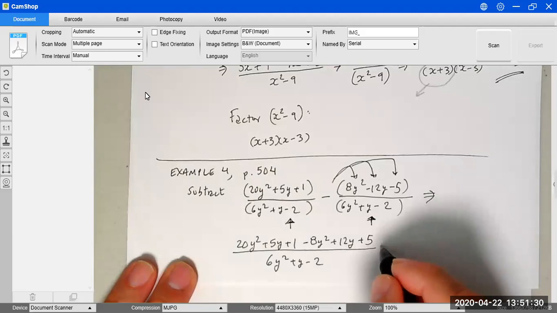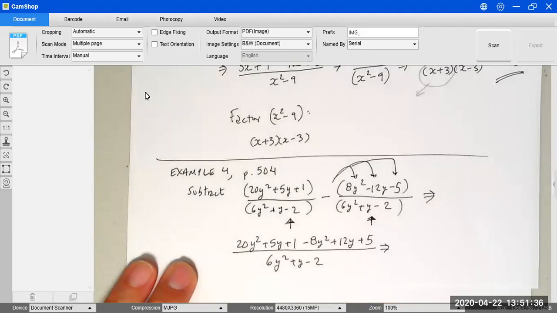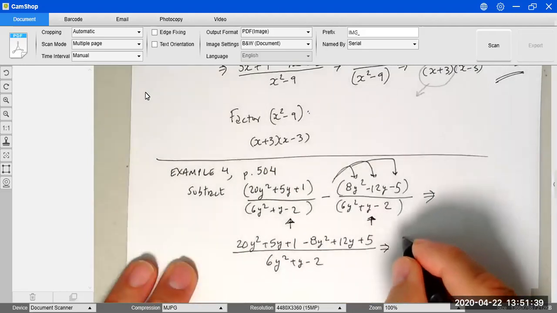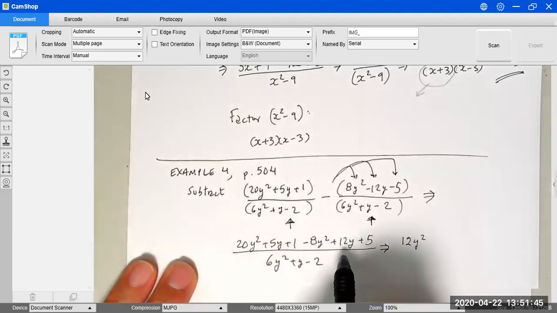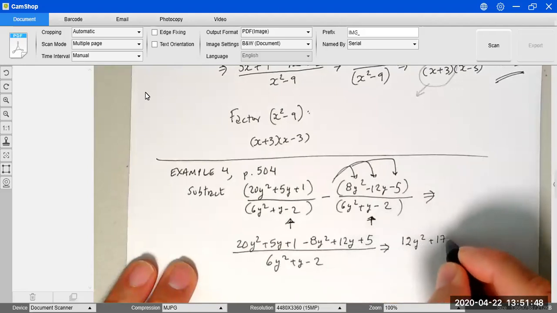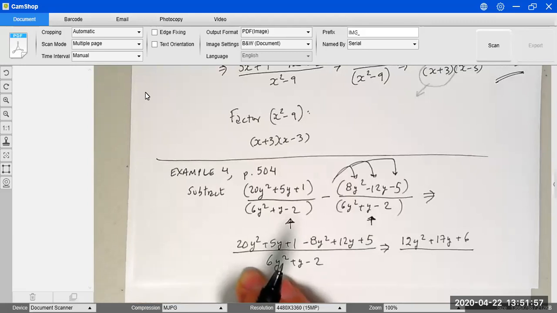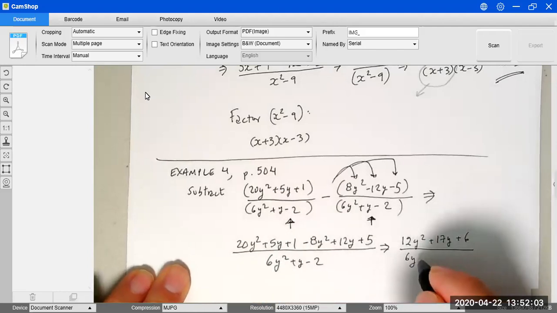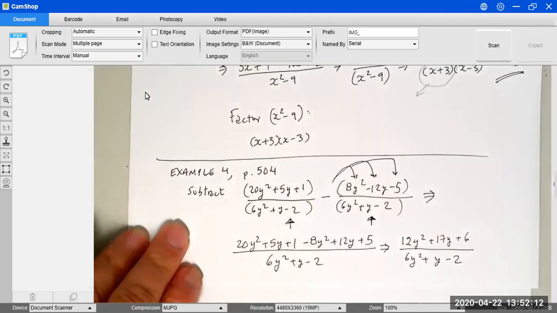And then you just combine like terms in the numerator. So you have 20y squared minus y squared, that should be 19y squared. Then I have 5y plus 12, which is going to be 17y. And finally, 1 plus 5 is going to be 6. So that's the numerator, and then the denominator is 6y squared plus y minus 2. So the end of the subtraction is here, but that's not the end of the problem.